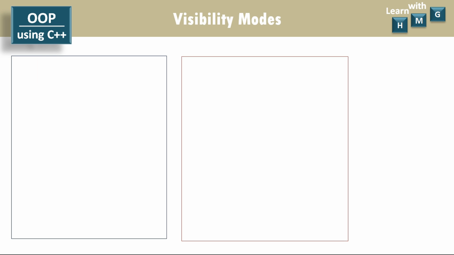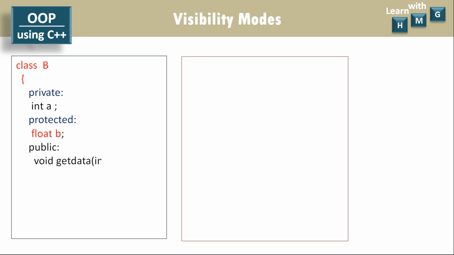Now let us understand with the help of one example. Let us say B is a class in which, in the private section, A variable is a private data member and B variable is a protected data member. So A is a private member and B is a protected member. In the public section, I am defining the getData function which accepts two arguments, one integer and the second float type, and these two arguments are assigned to data members A and B. So end of the class.